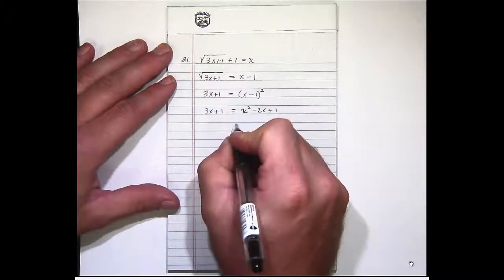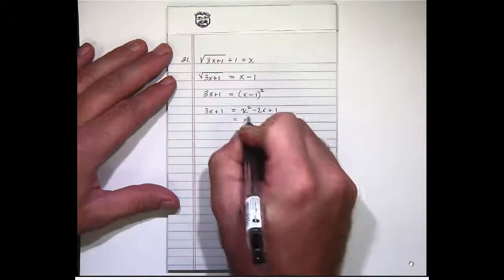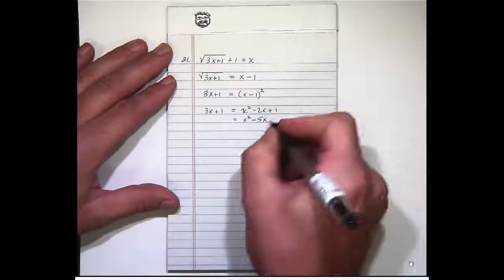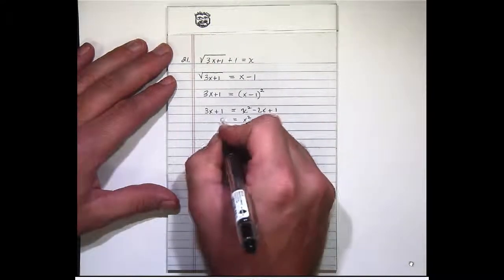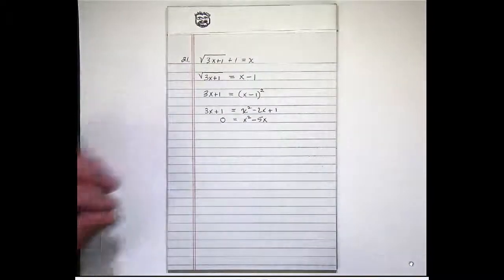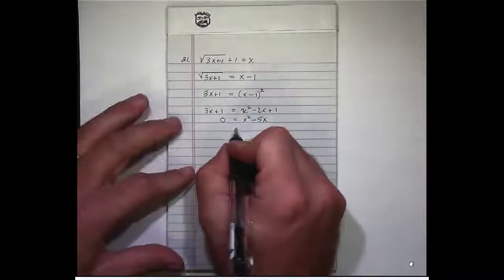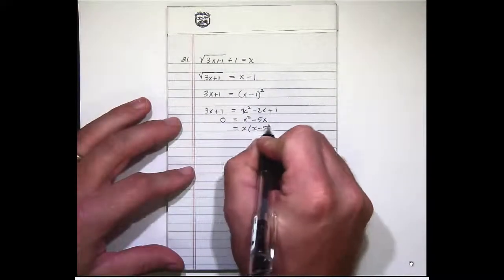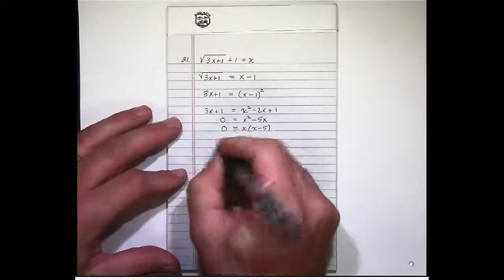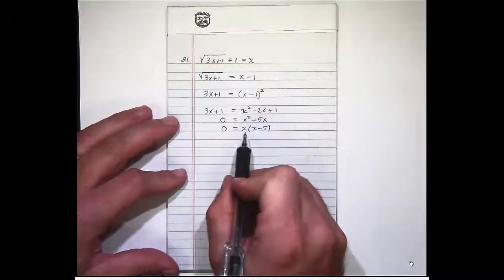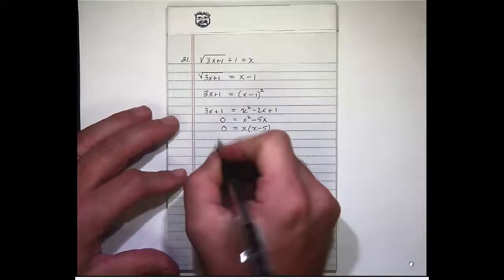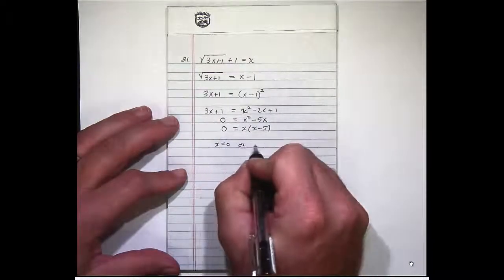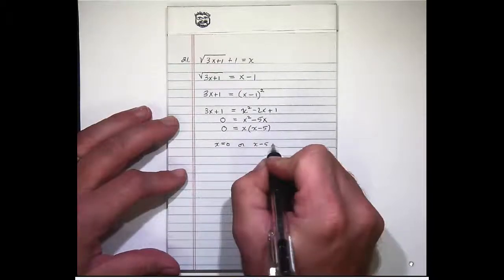If you minus 3x over to the other side, you're going to get minus 5x. If you minus 1 over there, that's going to cancel out completely. And so you'll have 0 equals x squared minus 5x. You can factor out the x here, and using the zero product property, which says if something times something equals 0, then at least one of those somethings has to equal 0. So you set each factor equal to 0.